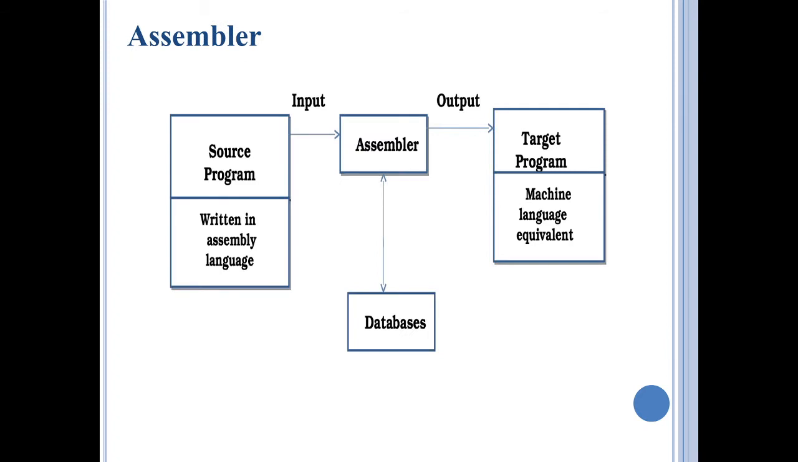This is the diagrammatical presentation of an assembler. The source program, written in assembly language, is considered as the input. Then the assembler will convert that program into the target program, that is the machine language equivalent. At the same time, this data is stored by the assembler in assembler databases.